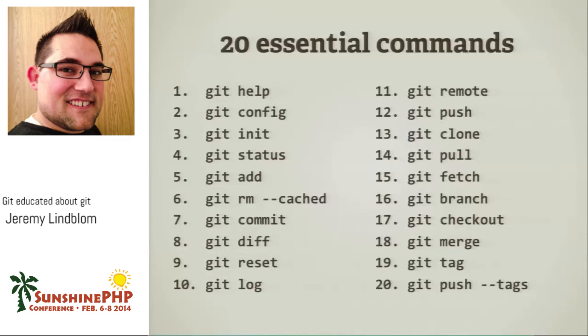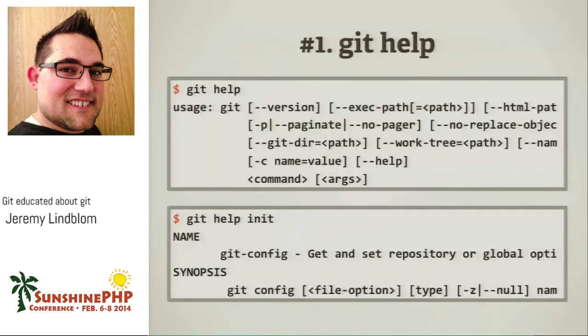So first on the list is git help command. Git help is your friend, especially when you're new to Git, because you can type git help and the name of the command, and it tells you how to use it. That's exactly what we need. If you type git help by itself, it gives you the general format of the help and a list of the commands that are available. Then if you type git help and the name of the command, like in this case git help init, it will spit out a man page showing you everything about that command.